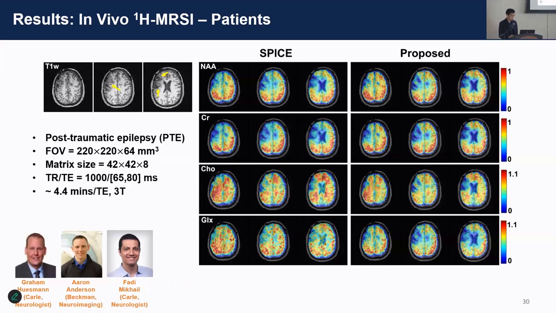And here's a result from a patient. In this case, this patient suffered from traumatic brain injury and later developed epilepsy. You can see a couple of the lesions here. And you can see that by combining the subspace model with this self-supervised learned denoiser, you can better recover the unique spatial pattern for different metabolites. So this is done via our collaboration with our local clinical partners. In this case, you can actually acquire this data in about 8 minutes.